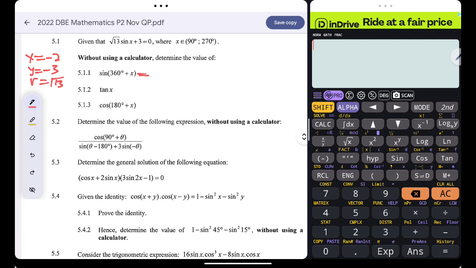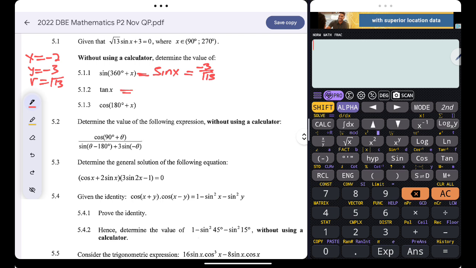Okay. They want us to find the value of sine of 360 plus x. The first thing I need to do is to reduce this angle. 360 plus x is an angle in the first quadrant. Everything is positive, so I'll simply say sine x. But I know that sine is equal to y over r, so sine x will be equal to negative 3 over the square root of 13.